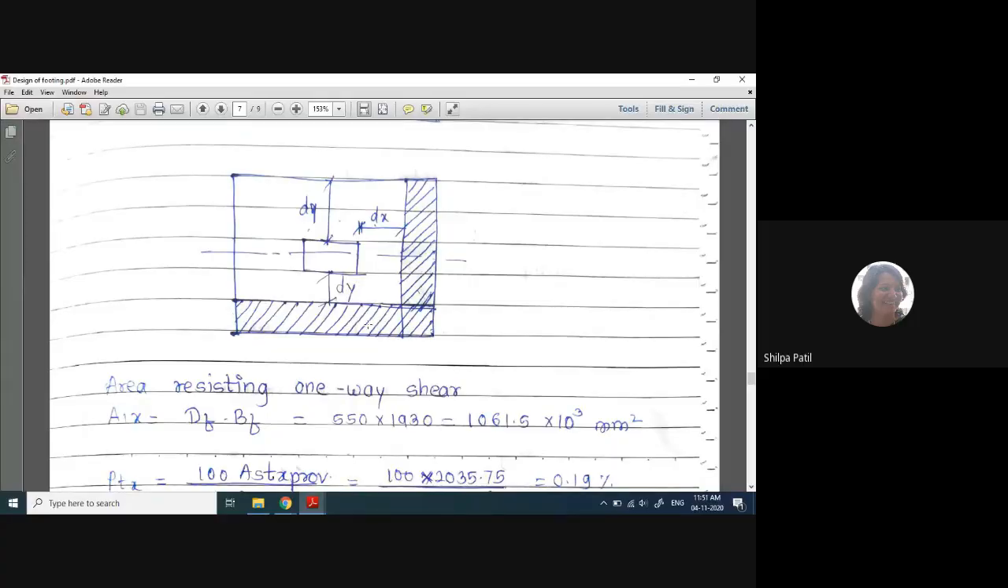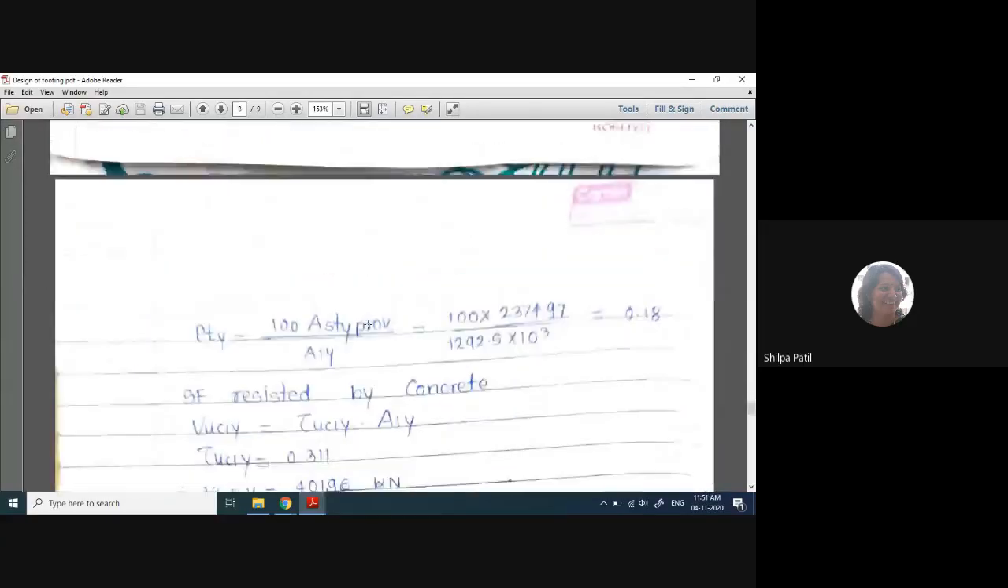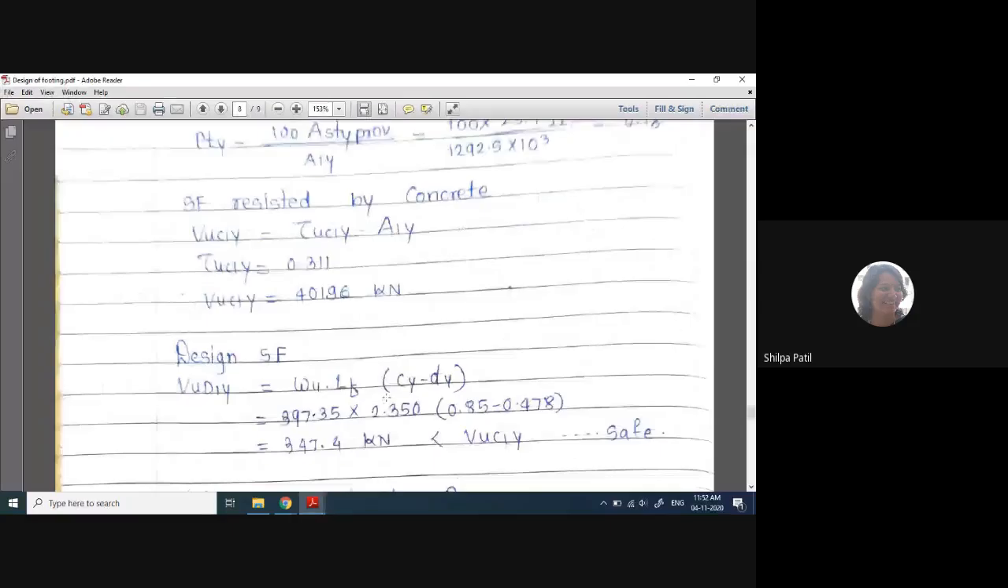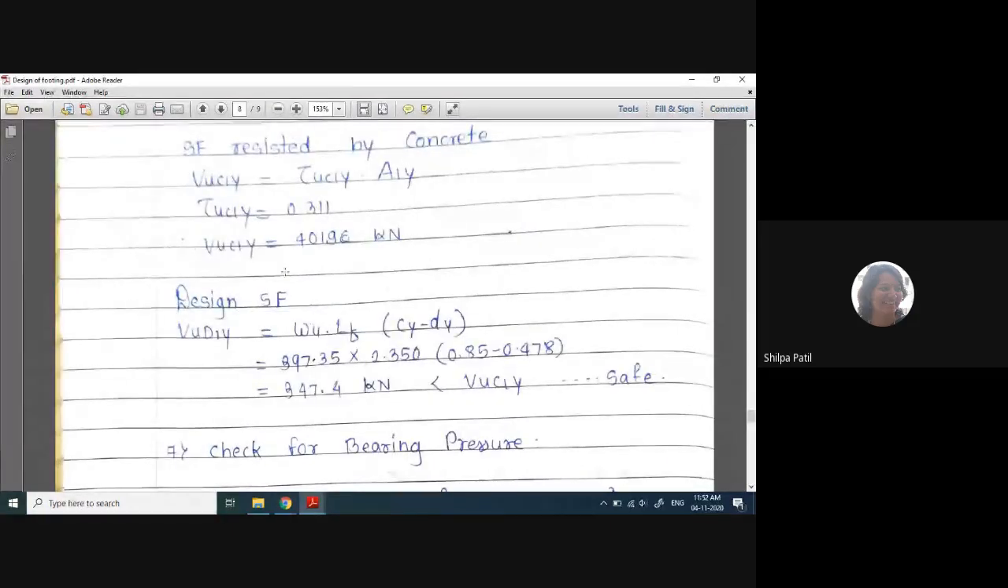Okay, dF into LF. Fine. Then shear resisted by the concrete. This value is calculated. Now percentage steel is different, so your tau UC value will be different, and area is also coming different. So this value VUC1 is calculated like this, and then again we have to calculate the design one-way shear by using the same concept.